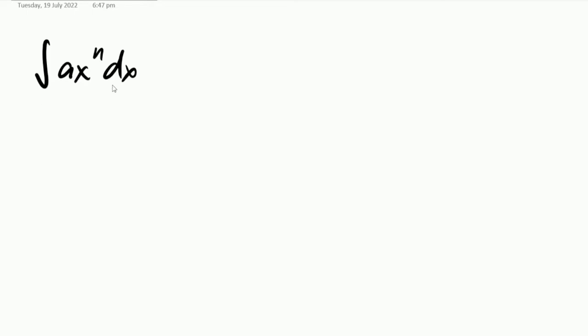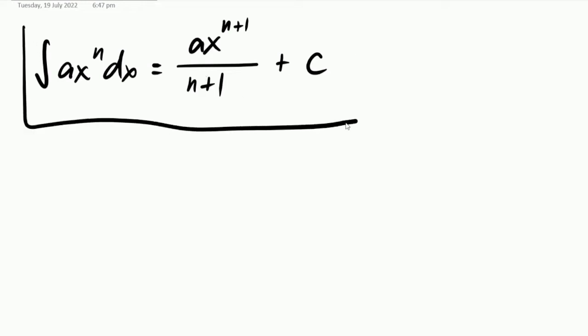Now, this is the basic formula, the power formula. If we integrate ax raised to n dx, we will copy ax raised to n plus 1 on the exponent, then copy the exponent on the denominator, that is n plus 1. After that, we add a constant of integration denoted by the letter c. Now this is what we call the power formula.